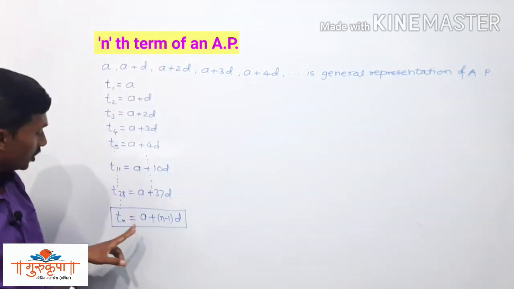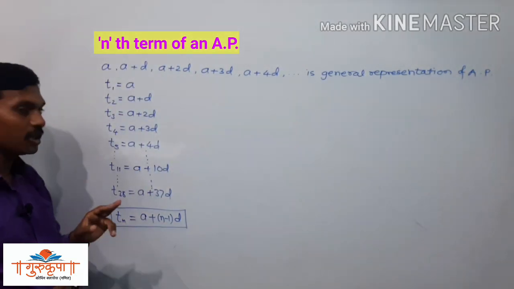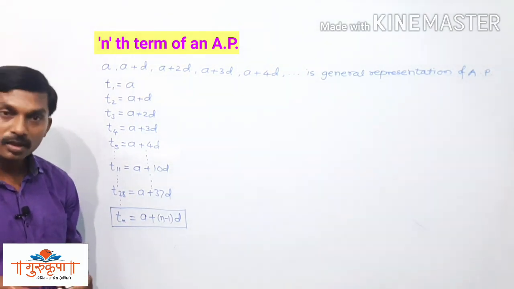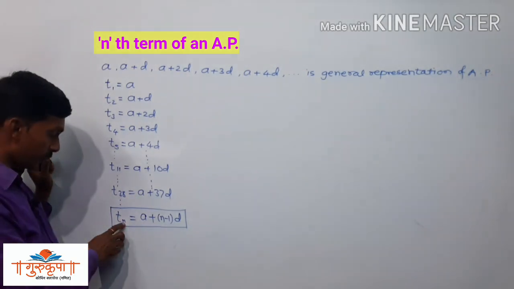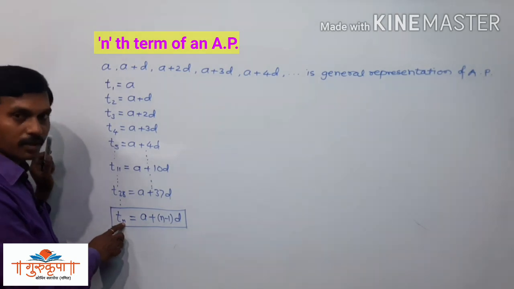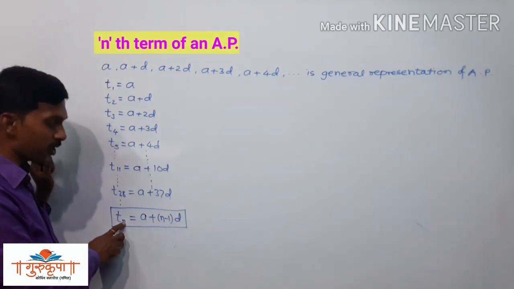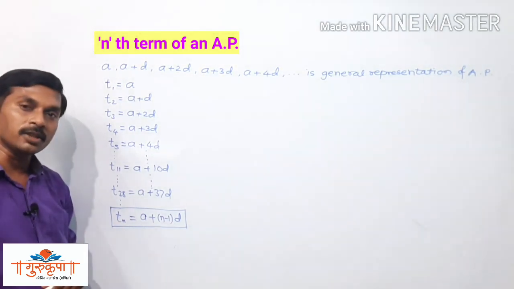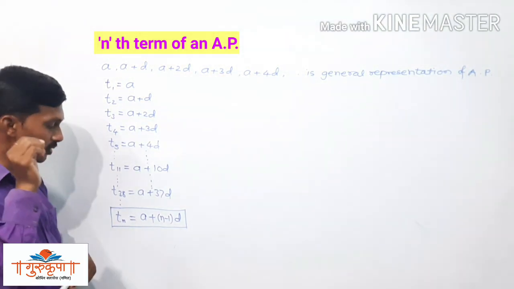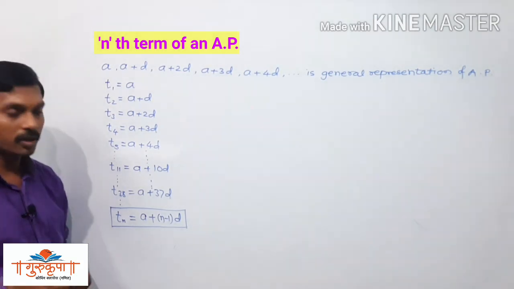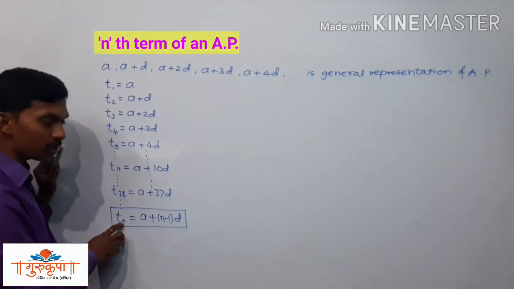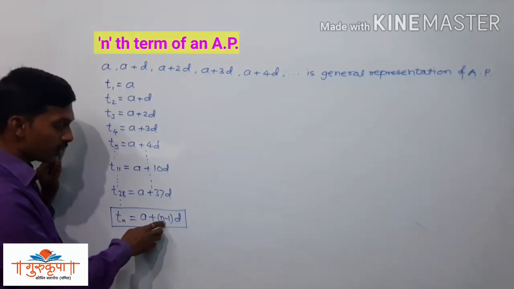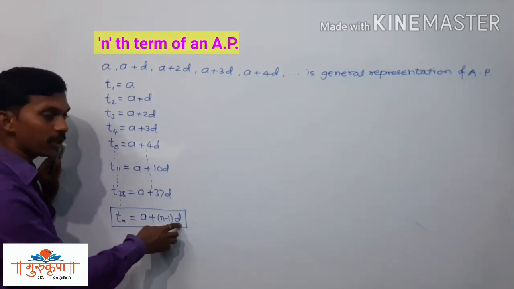And the last term is generally represented by Tn, since n represents the number of terms. Now suppose in place of n you put 100, that is T100, which means you are going to find the 100th term. Suppose you have to find the 61st term of that AP, then you can write 61 in place of n. Since T61 is equal to a plus 61 minus 1, that is 60d.